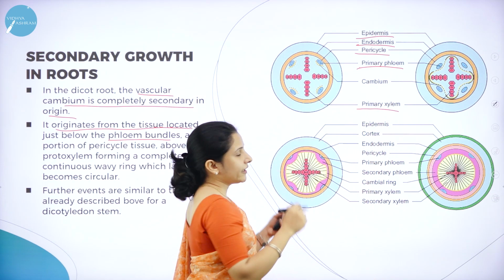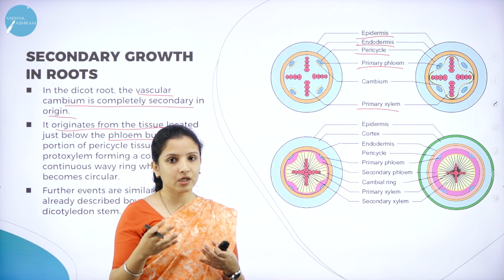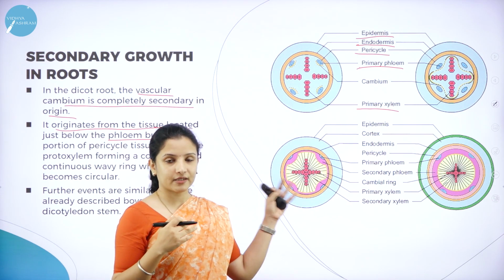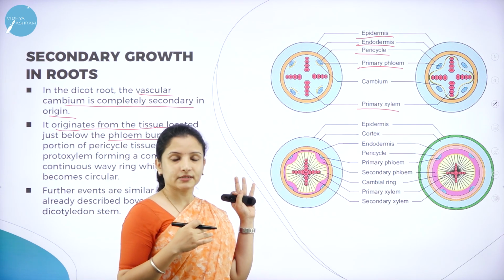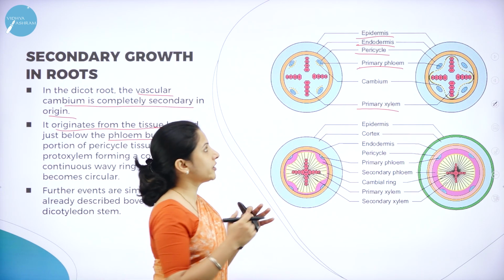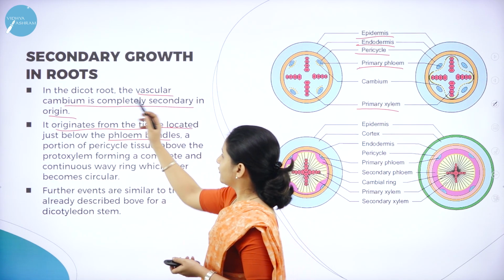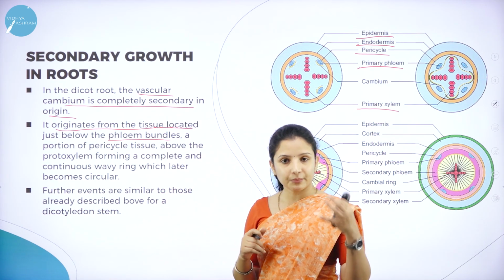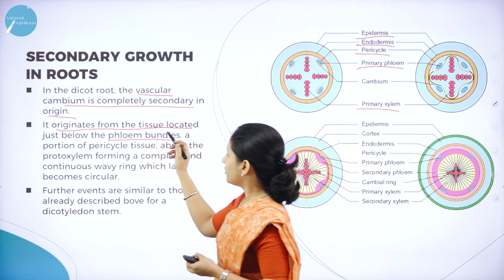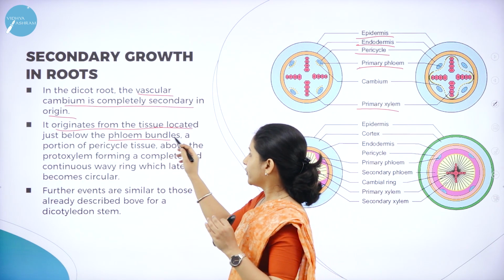Unlike the dicot stem wherein the cambium was formed between the xylem and the phloem, it is not like that in the case of the dicot root. In the dicot root, the formation of the cambium is below the primary phloem. So here in the dicot root, the vascular cambium is completely secondary in origin, and it forms from the tissues that are located just below the phloem bundles.